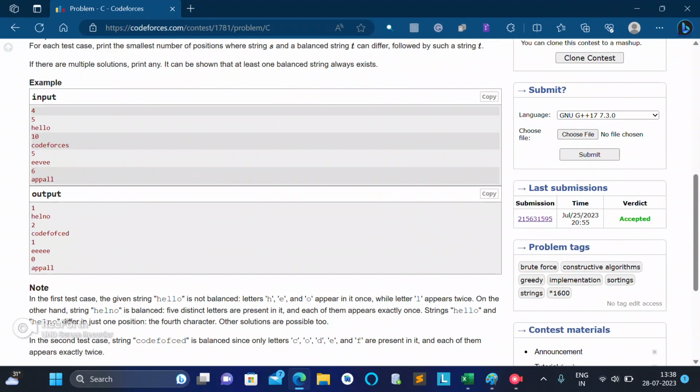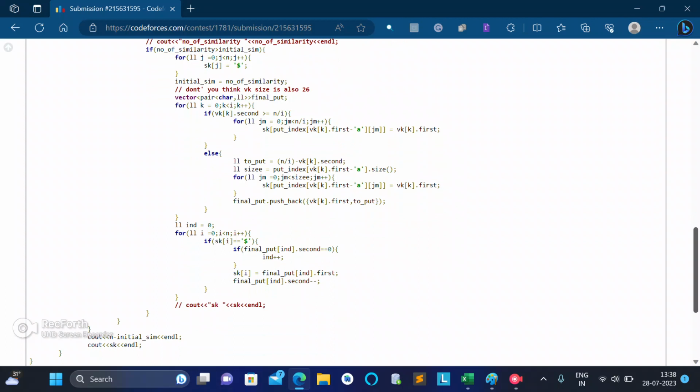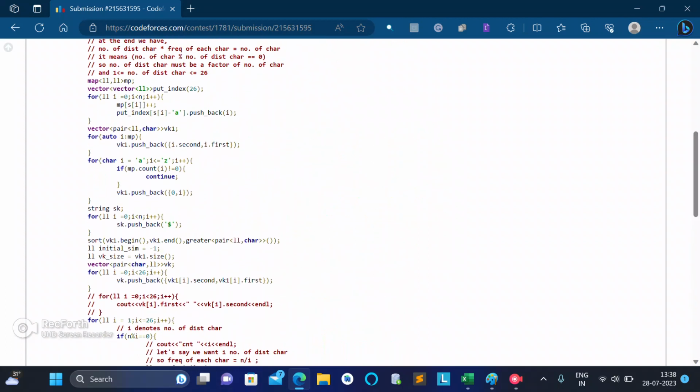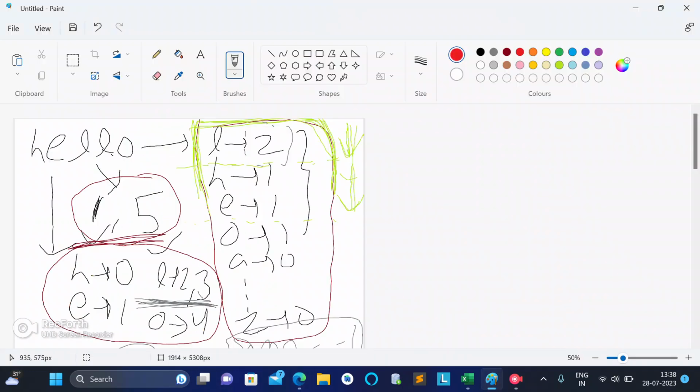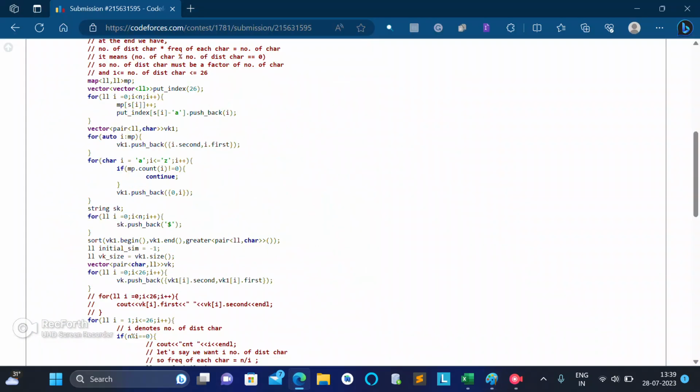So let's move to the code section. The code is a little bit longer, because I used the same thing which I explained here. If I have to brief it, I have made SK, and you can see I have put a dollar. What I'm saying is, when you are traversing and you find an open place, you will put A. So if I find a dollar, then I will put A or any other variable.